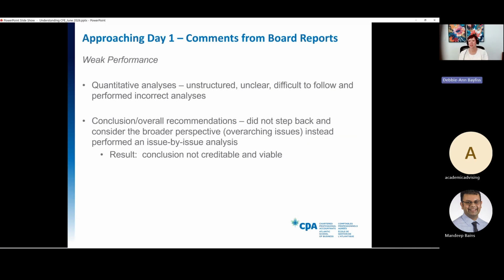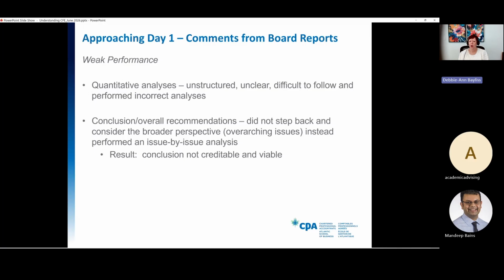When it came to the quantitative analysis, the tool that they used was incorrect. It didn't provide value-added information. Or there were lots of errors, it was unstructured, unclear, and difficult to follow. When it came to the conclusion and overall recommendation, they didn't step back and consider the broader perspective.